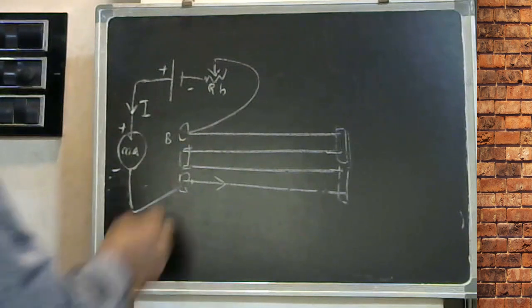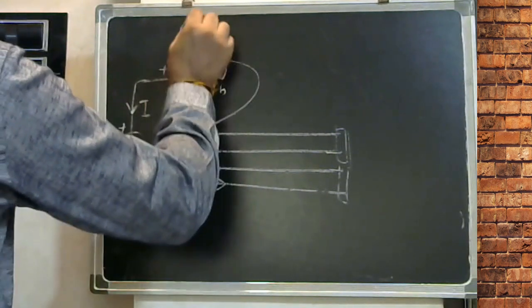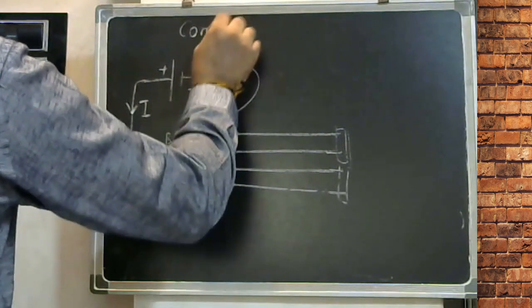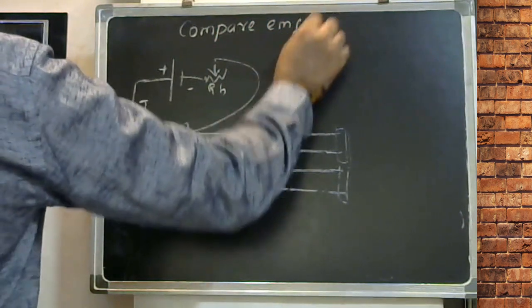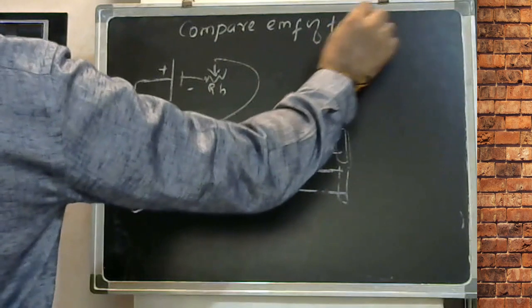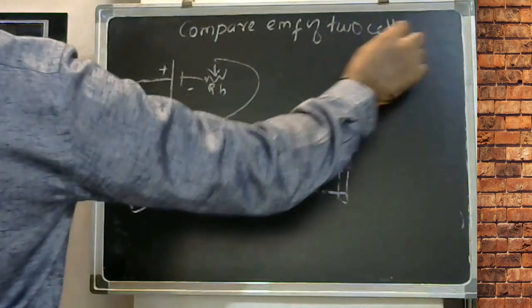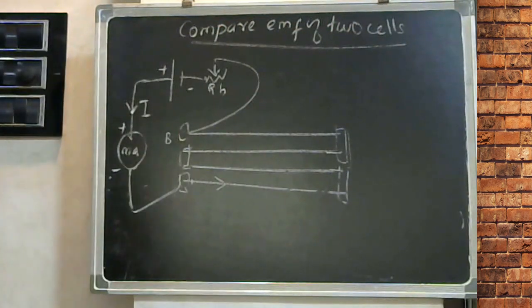So what's the use of a potentiometer? The first use is to compare the EMF of two cells. You are given two cells now, you have to compare the EMF. The two cells given to you are a Leclanche and a Daniel cell. You can ask me a question now: why do we need a potentiometer since we have a voltmeter also in hand? So the question arises, can a voltmeter measure EMF?